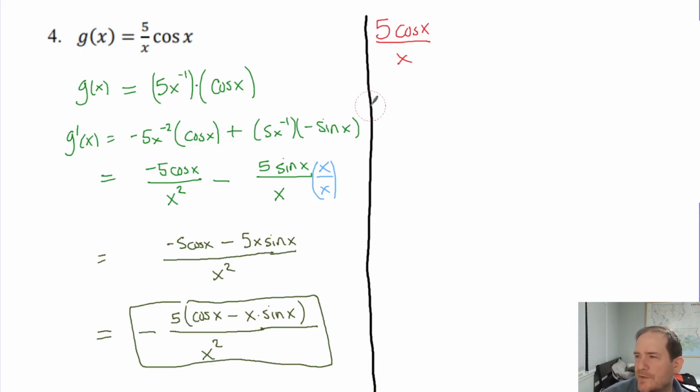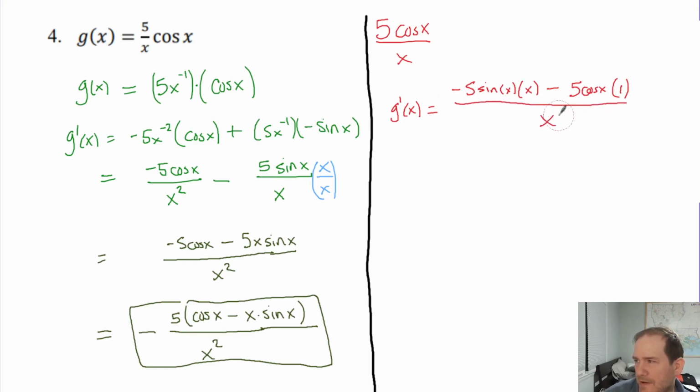So doing this, we would go again to the same g prime. And again, we want the derivative of the numerator, so that would be -5 sine x times the denominator, so times another factor of x, then minus the numerator, so 5 cosine x, times the derivative of the denominator, which is technically just 1. And then that's all over x squared.